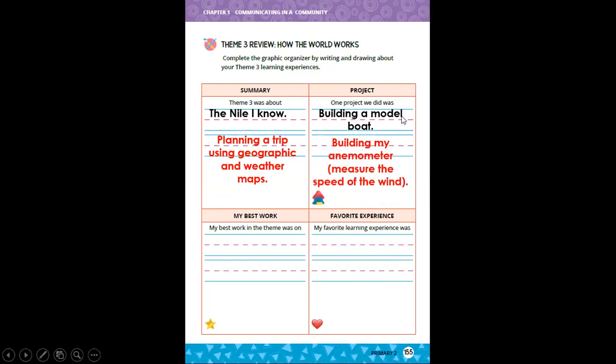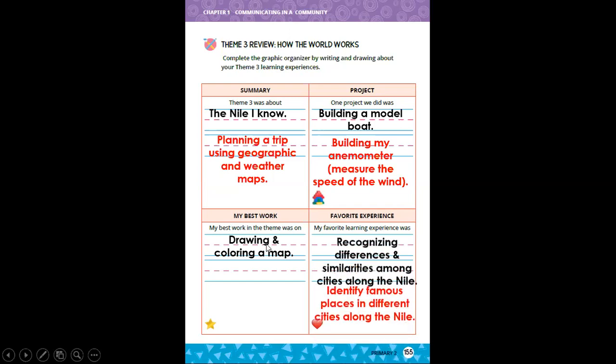We built a model for a boat. Do you remember? All of you made wonderful boats. Also, most of you built your anemometer. What is the anemometer used for? Yes, it is used to measure the speed of the wind. Excellent. What was our best work? To draw and color a map.